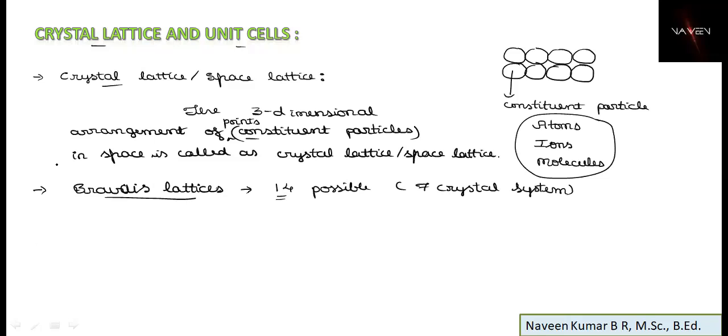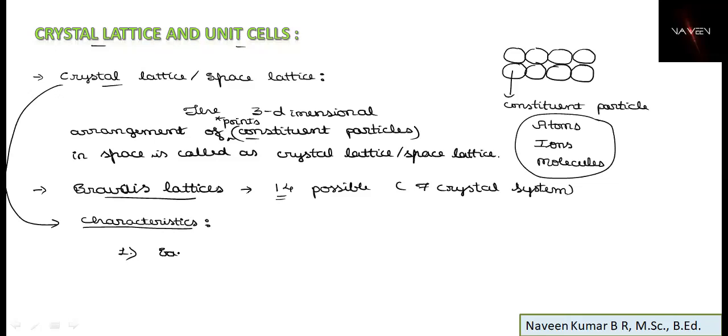Now we'll try to understand what this crystal lattice is in detail by learning its characteristic features. If we understand a crystal lattice with its characteristics, then we can relate the unit cell very clearly. In a crystal lattice or space lattice, we are going to write the points. What these points indicate is the first piece of information regarding the characteristics of a crystal lattice.